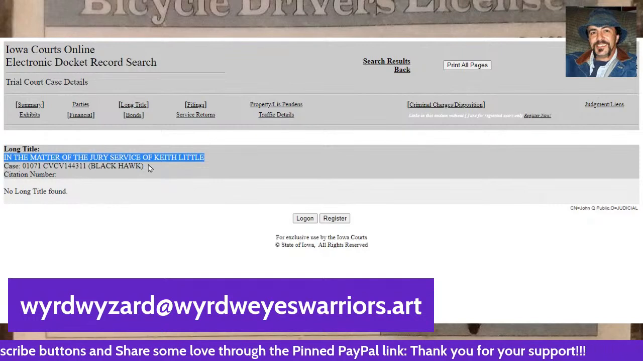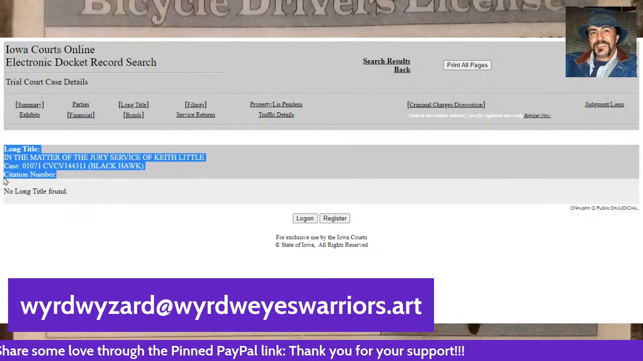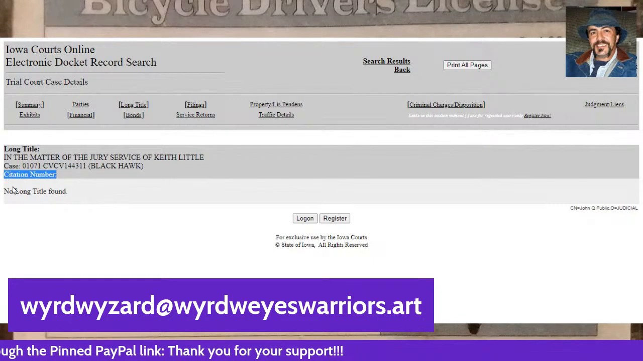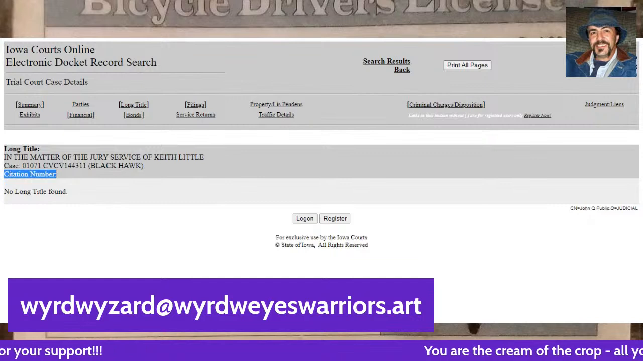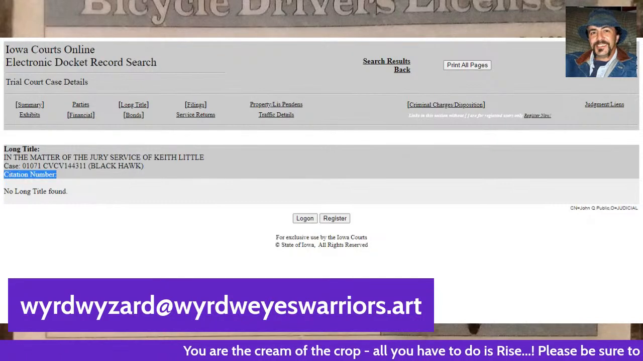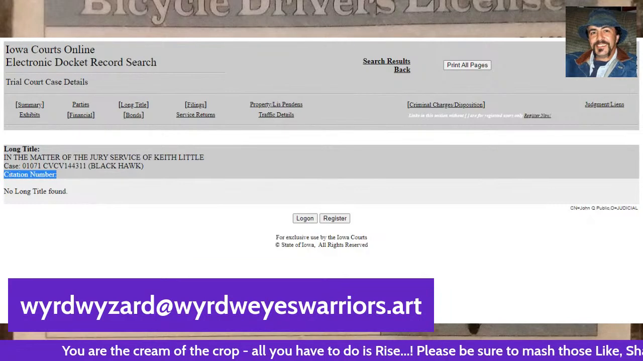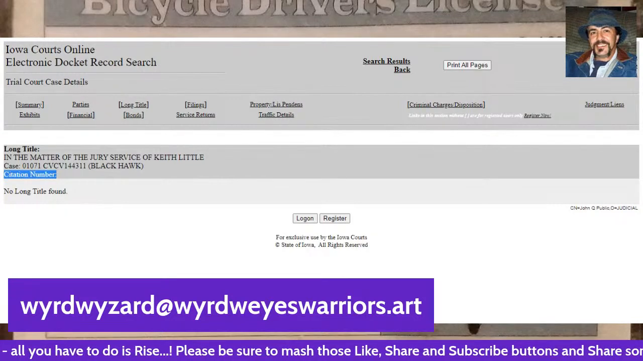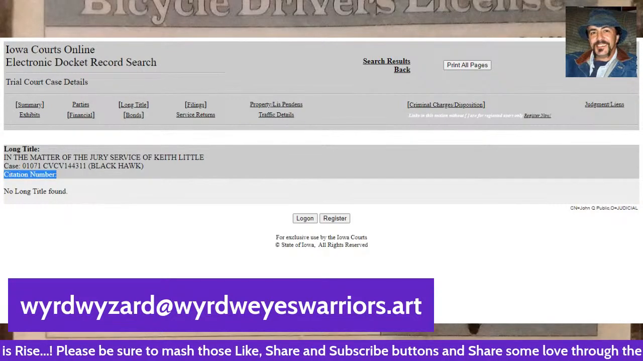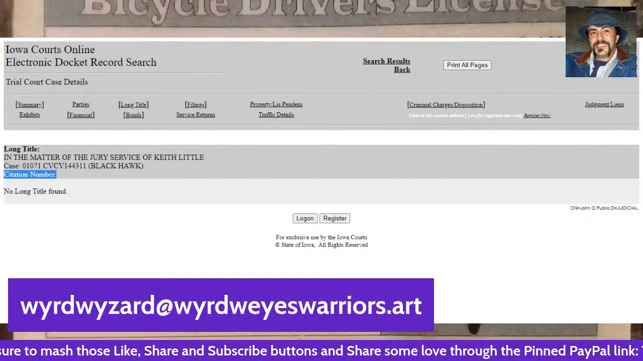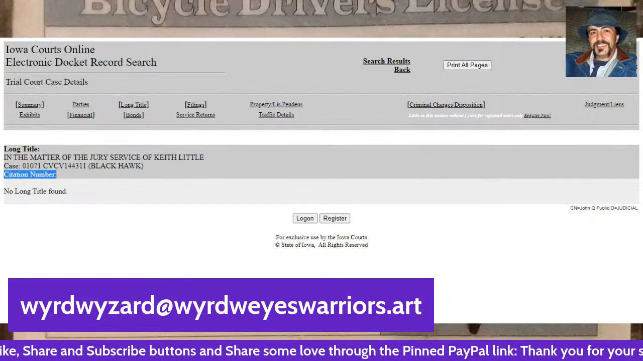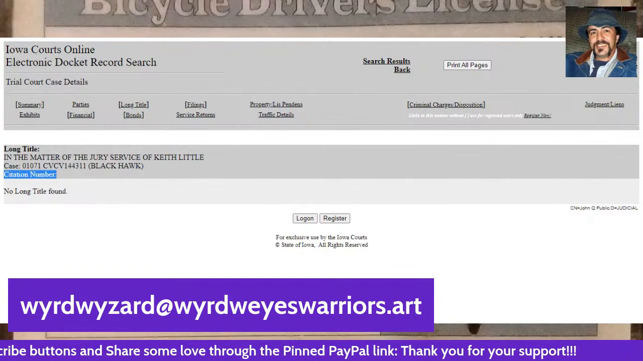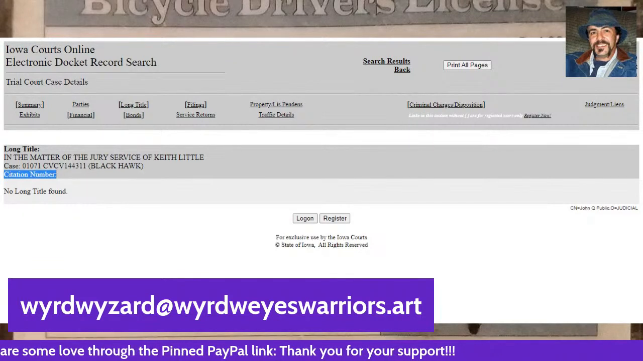Notice they assigned a case number, but there's no citation number. They didn't cite anything. There's no code to cite for failure to appear for jury duty. Why is that? Because they cannot require you to register to vote. It's voluntary. They cannot require you to carry ID. It's voluntary. They cannot require you to pay taxes. It's voluntary. They cannot require you to have Social Security. It's voluntary. They cannot require you to pay insurance. It's voluntary. They cannot require you to do anything.